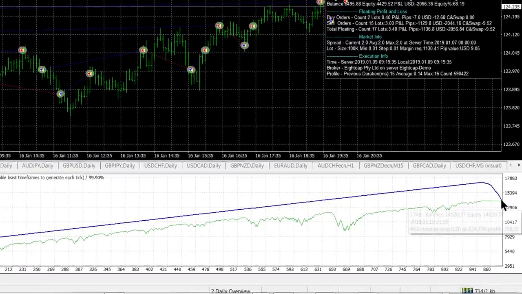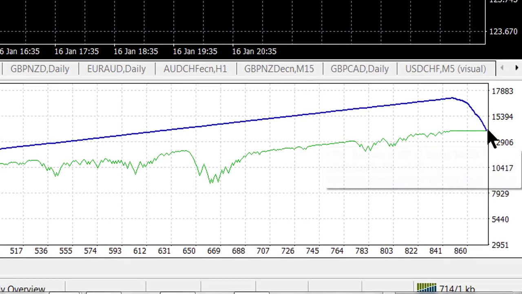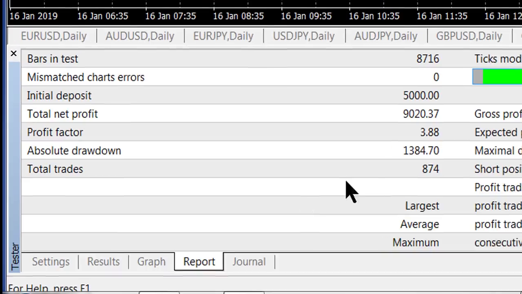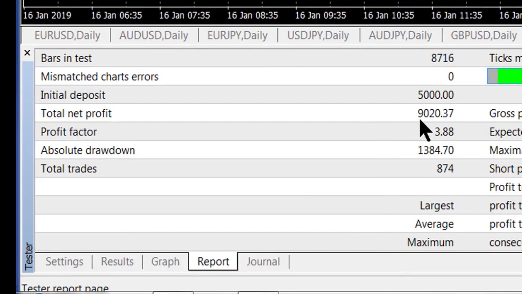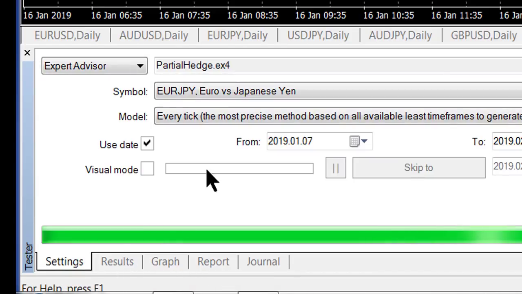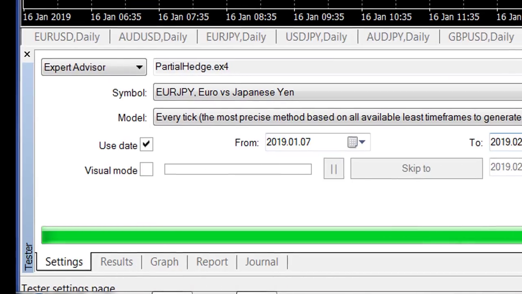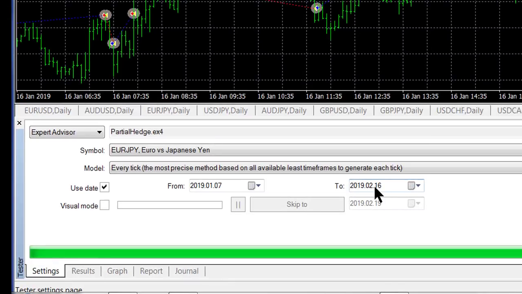And there we have it. There's the closing of the trading for the period that we're looking at, and let's have a look at what's actually happened. So over that period we have made $9,000 of profit using this buy and sell technique. We started with $5,000. It is a period of roughly six weeks.